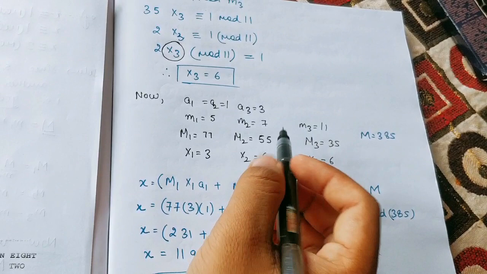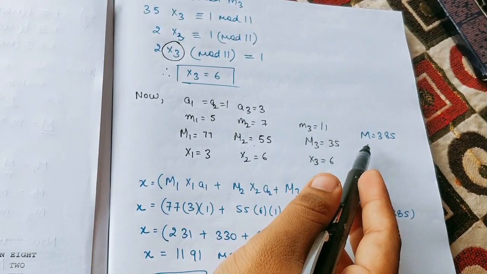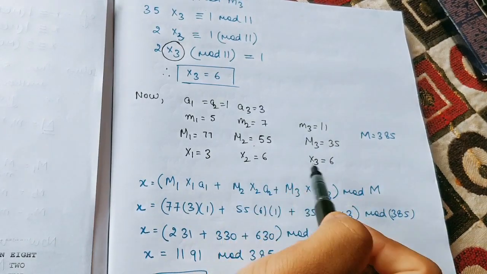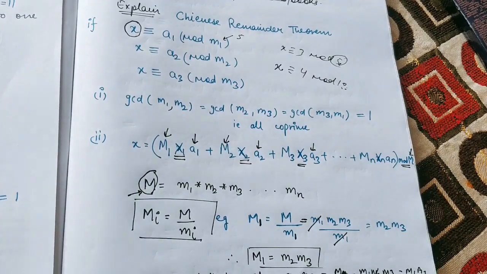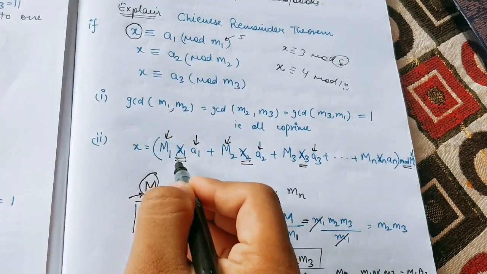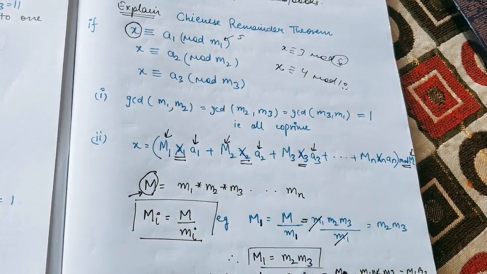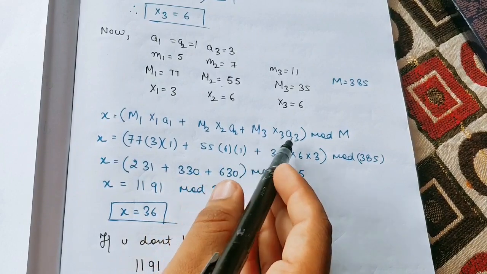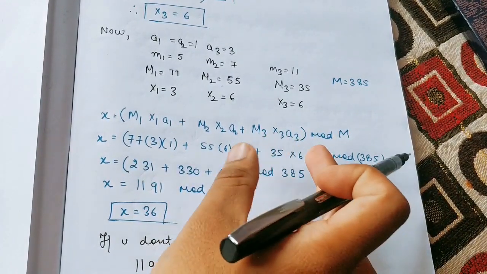We have already calculated the values of capital M1, capital M2 and capital M3, and capital M also. And now we also have the values of capital X1, X2 and X3. So all the values I have written over here. Friends, we have calculated all the values. Now we'll put them in this formula, capital X equal to m1 x1 a1 plus m2 x2 a2 and so on. So this is the formula, friends: m1 x1 a1 plus m2 x2 a2 plus m3 x3 a3, and the whole modulus m value we have to find, and that will be the value of x.